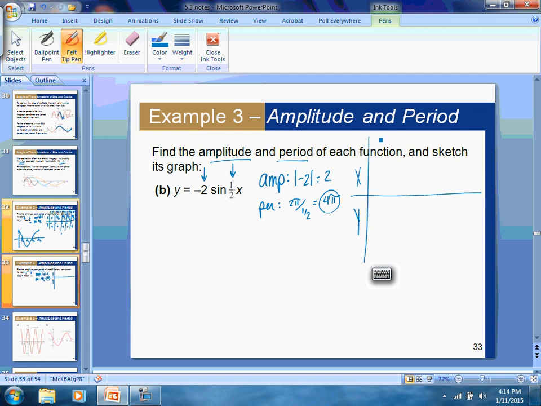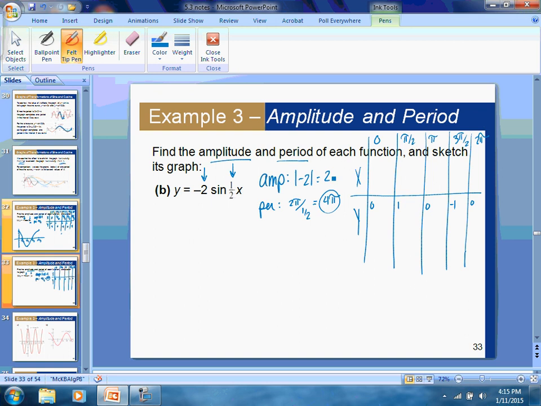And normally we start at 0, and then we go to pi over 2, and then we go to pi, and then we go to 3 pi over 2, and then we go to 2 pi. So those are our normal values for a traditional sine of x graph. And then my y values are usually 0, and then 1, 0, -1, 0. So if you need to write these little values off to the side, there's no shame in doing that.